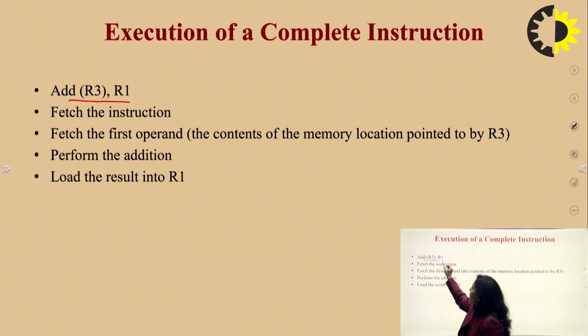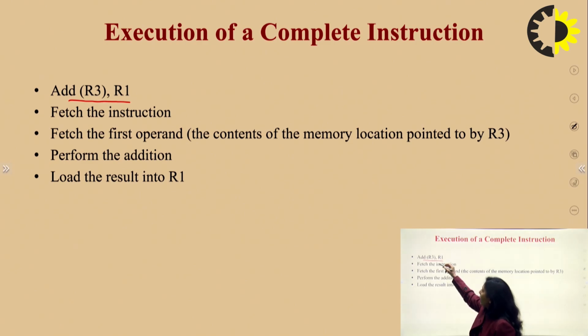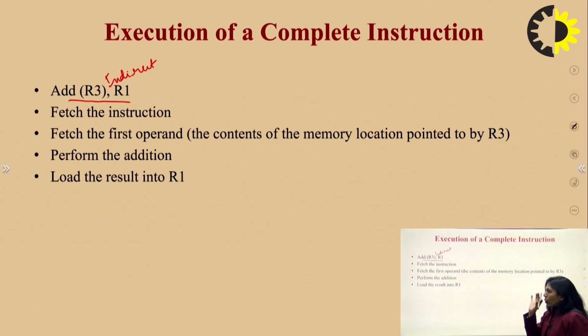Add R3 and R1. Here R3 is written inside the bracket. This means that R3 is not having the operand. It's having the address. This bracket signifies that it's indirect. It's not having the actual value. It's having the address of the register where the value is to be searched for.